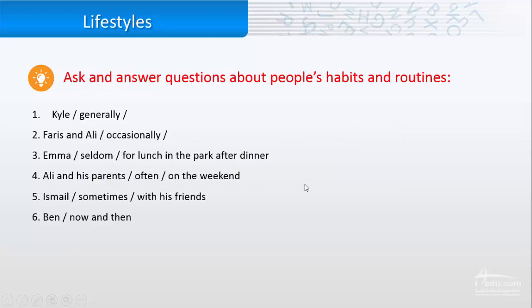Ask and answer questions about people's habits and routines. Number one, Kylie generally, Faris and Ali occasionally, Emma seldom for lunch in the park after dinner, Ali and his parents often on the weekend, Ismail sometimes with his friends, Ben now and then. So I want you to form them as questions, then answer these questions.